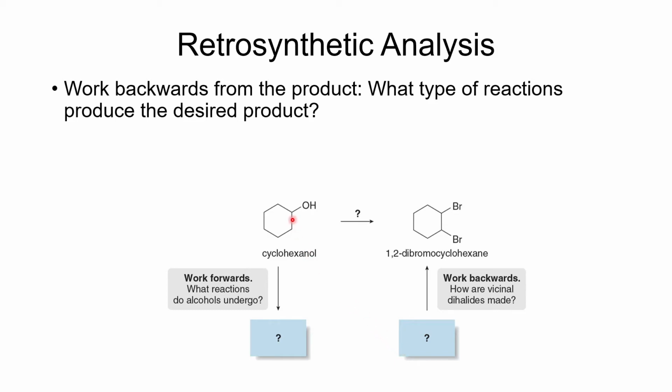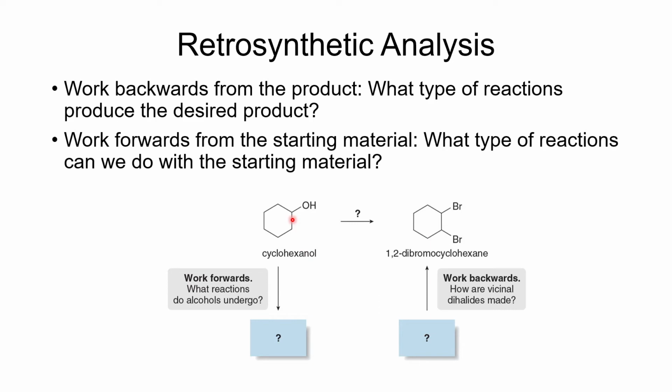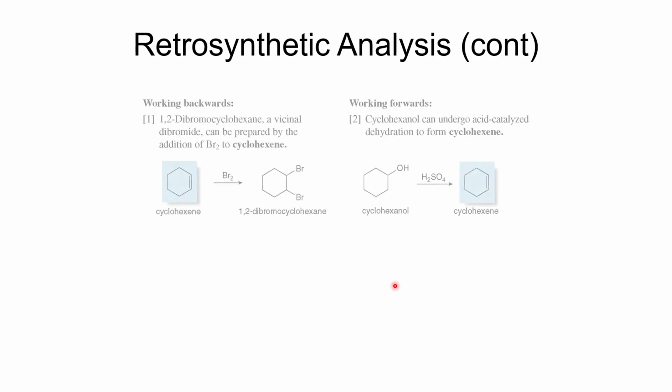And so we know of a reaction that will take an alcohol and produce an alkene. And we know how to take an alkene and turn it into a vicinal dihalide. So it turns out in this reaction sequence, the synthetic sequence, we can do this in 2 steps. All right, so thinking backwards, we know that we can make a vicinal dihalide from an alkene using Br2, and that we can take an alcohol and use a strong acid like sulfuric acid to do elimination to produce a cycloalkene.